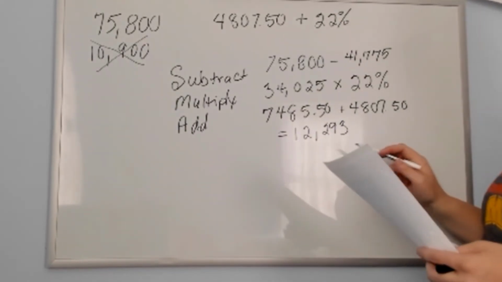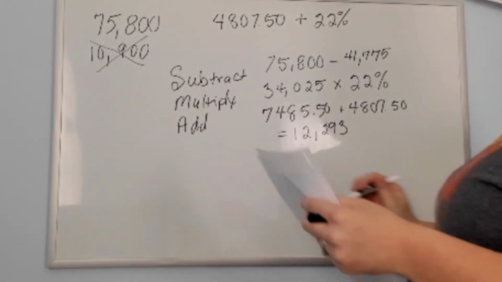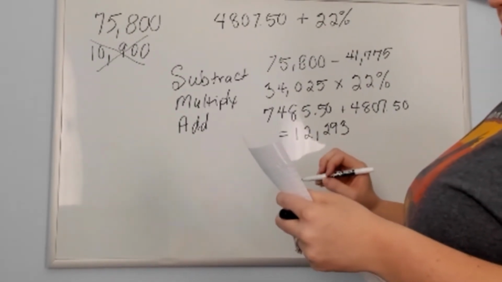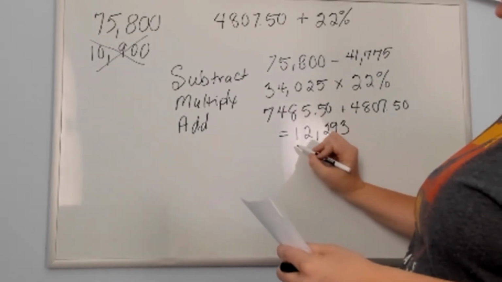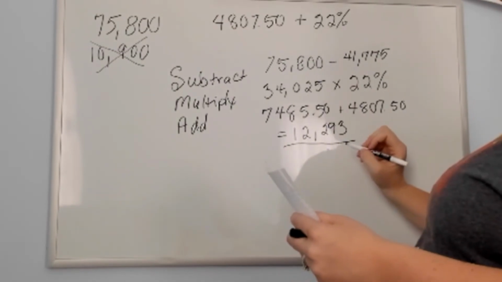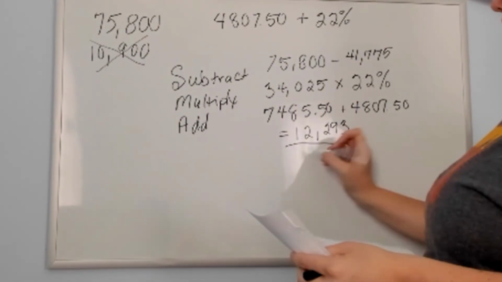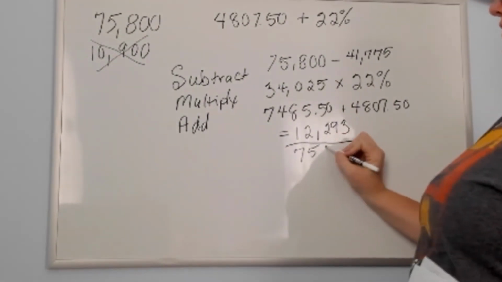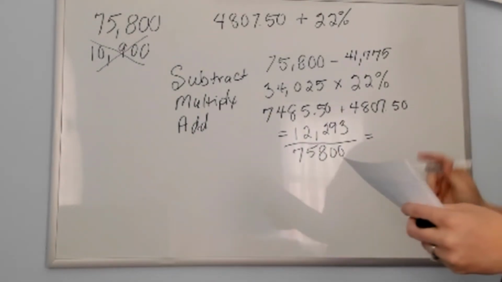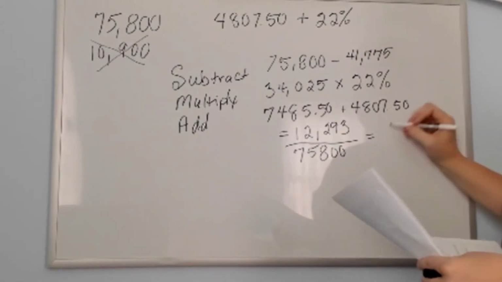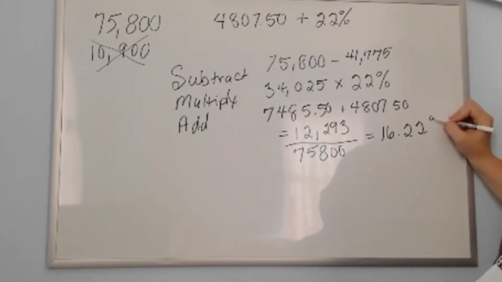So now that we've got this, we're going to see what his average tax rate is. The average is going to be this 12,293, divided over the taxable income, so that's the 75,800. And then that's going to give us 16.22%.